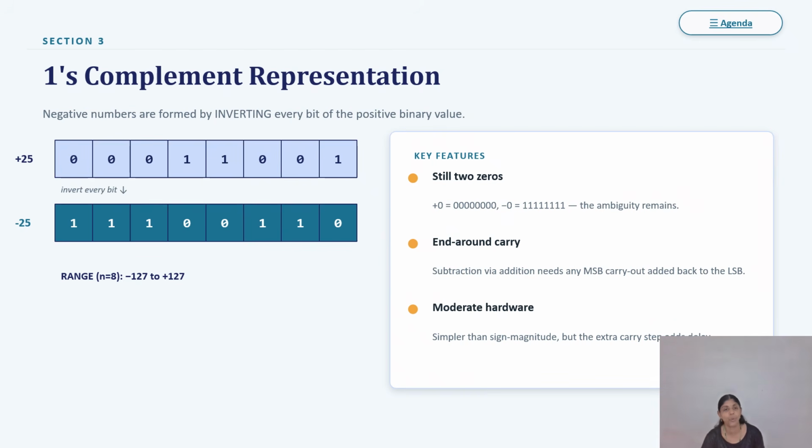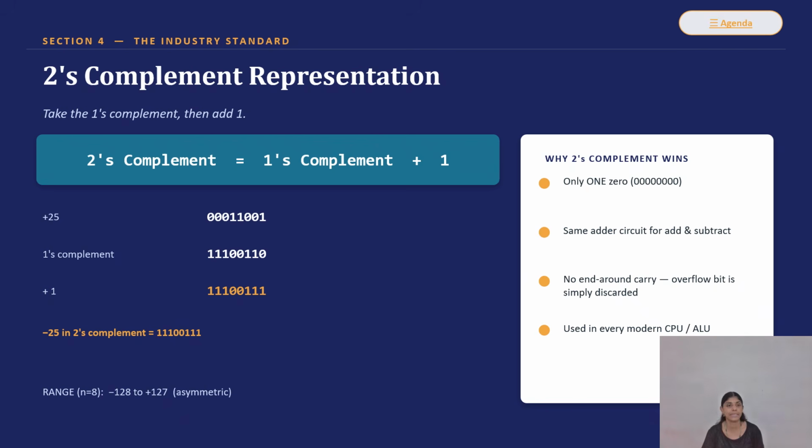That's why to overcome this problem, we are going into the next section, that is section 4. So section 4 is the 2's complement representation. So remember, 2's complement representation is a perfect industry standard, right? Already you know 1's complement. What is a 1's complement? Inversion of 0 to 1 and 1 to 0.